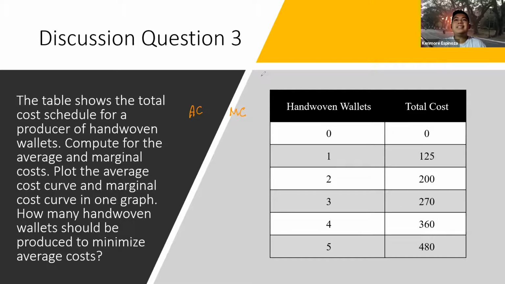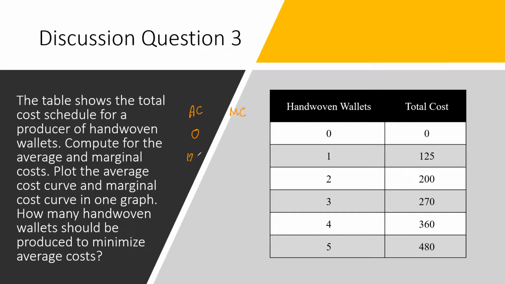Anyone from the class who hasn't raised a hand yet? Sige, Zedrix. Complete AC. The average cost would be none for 0 units. For the first unit, it would be 125 because 125 over 1 is 125. For the second, it would be 100, 200 divided by 2. The third one would be 90 because 270 divided by 3. The fourth would be 90 as well because 360 divided by 4. And for the fifth one, it would be 96 because of 480 over 5. Okay. Thank you.